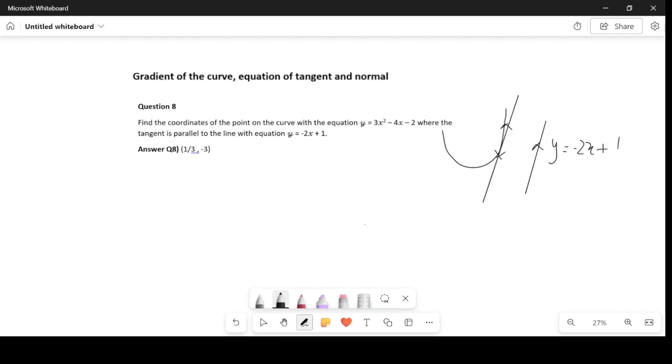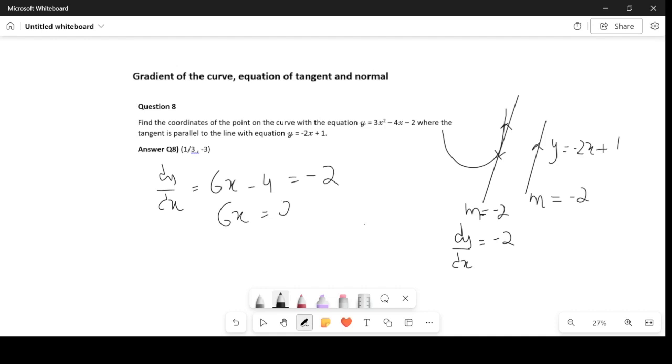Okay. If lines are parallel, then their gradients need to be the same. The gradient here would be, from y equals mx plus c, minus 2, which means the gradient here will be minus 2. And gradient in terms of derivative is dy by dx. So dy by dx would be equal to minus 2. Okay, so let's differentiate the given curve. It's going to be 6x minus 4 plus 0 equated to minus 2. This gives us x equals 1 by 3.